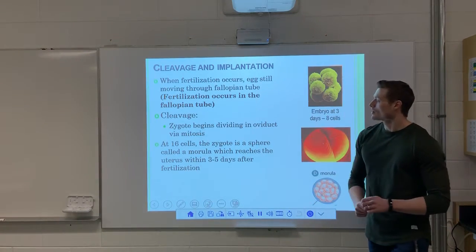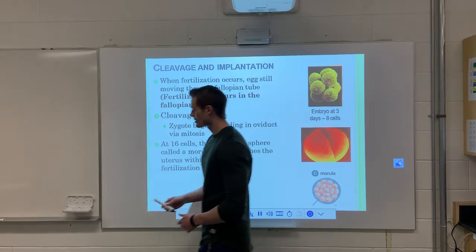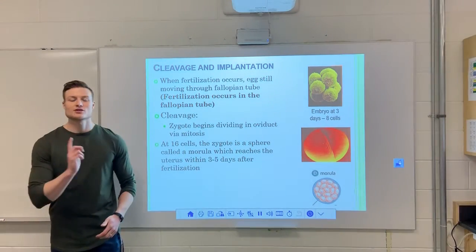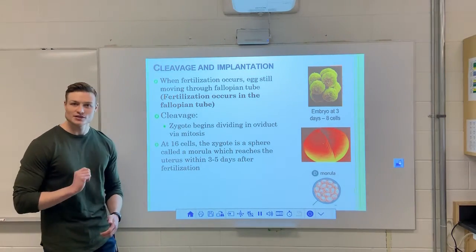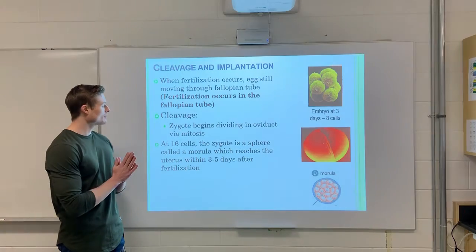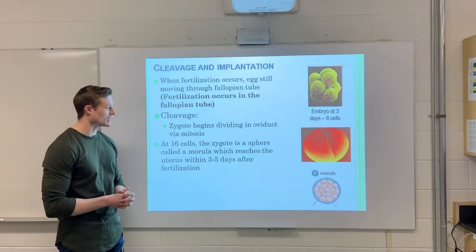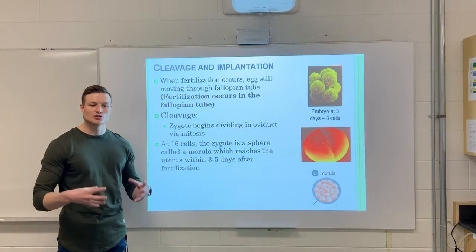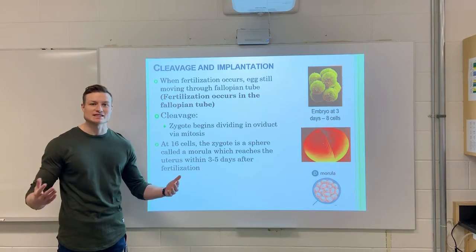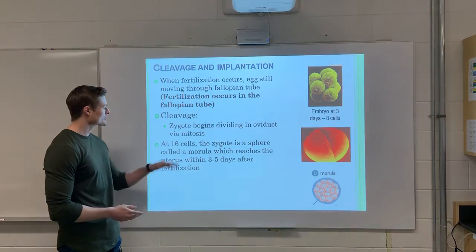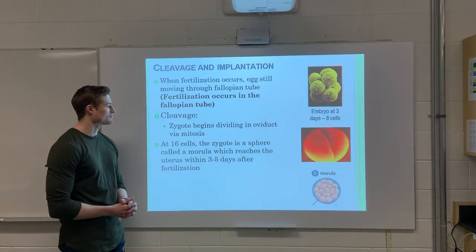Moving along here, once fertilization has occurred, and remembering fertilization occurs where? It occurs in the fallopian tubes, not the uterus, the fallopian tubes. We then get the process of cleavage. This will be when the zygote starts to divide, and one cell becomes 2, and 4, and 8, and 16, and away we go. So it's dividing through the process of mitosis.